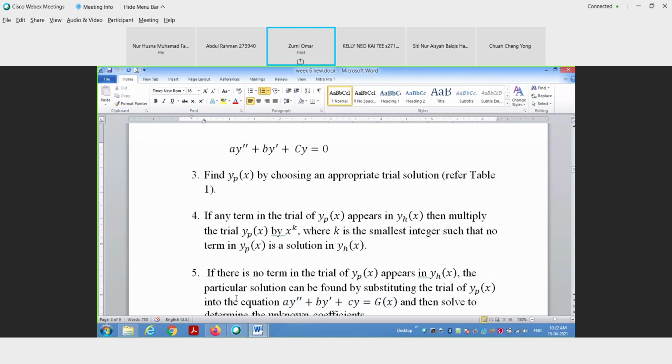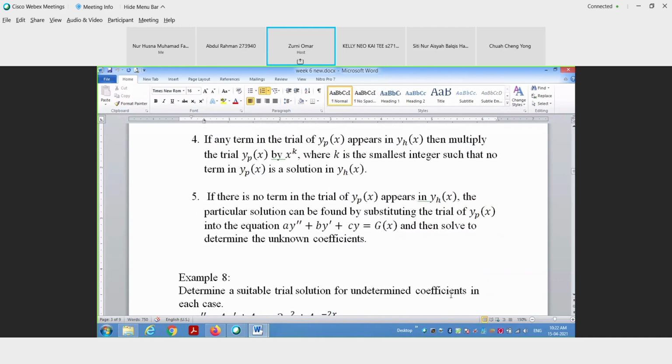And then in the fifth step, if there are no terms in trial yp that appear in yh, then that will be our yp. So now we need to find the first derivative of yp, plug into here, and the second derivative plug to here, and then after that you need to find the unknown coefficients.